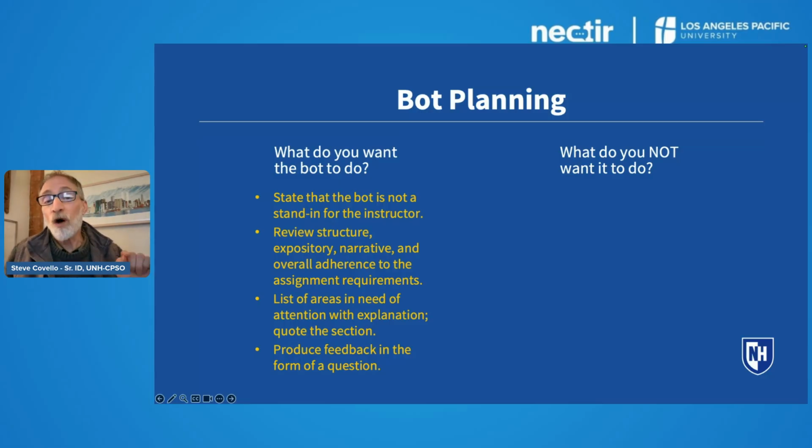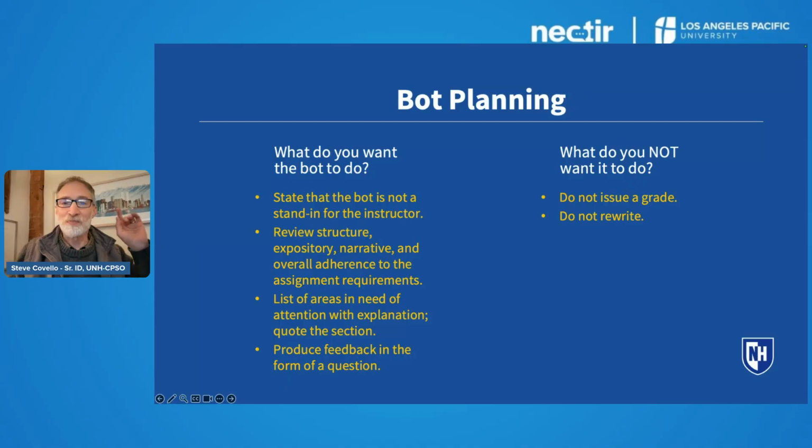Now, we have to be very explicit about what we do not want the bot to do. First of all, we do not want it to issue a grade, even if the student pursues a dialogue in ChatGPT and says, what do you think the grade would be for this? It's not going to give you a grade. That's not what it's for. And it will not allow you to rewrite the paper either. So you have to put in very explicit instructions that say what you don't want it to do. And the only way you're going to know is if you try to break it.